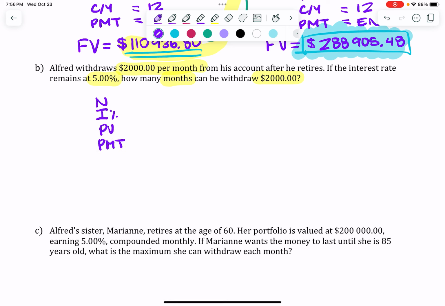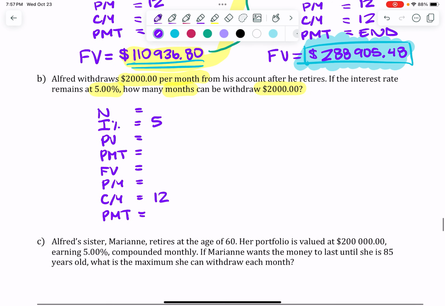Because that interest rate is remaining at 5%, and that interest rate prior was 5% compounded monthly, I'm maintaining all of that status quo. The question does not have to repeat it if it is remaining unchanged. With that being said, the 5 and the 12, same. Now, just like before, my previous FV became my new PV.